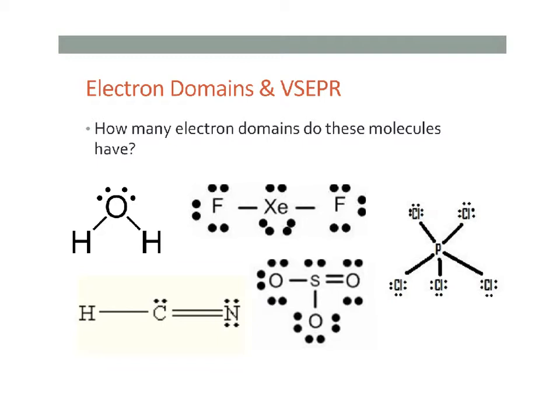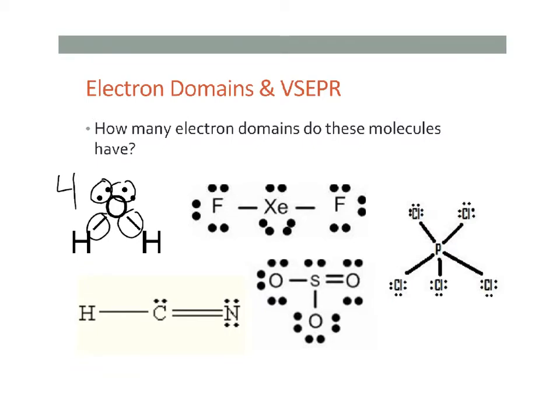Remember, an electron domain is either a bonded pair of electrons, which could be in a single bond, double bond, or triple bond, or lone pairs. So let's look at water. Water, as you can see, has 2 lone pairs and then 2 bonded pairs. Total, water would have 4 electron domains. Specifically, 2 of those electron domains were lone pairs and 2 of those electron domains were bonded pairs.